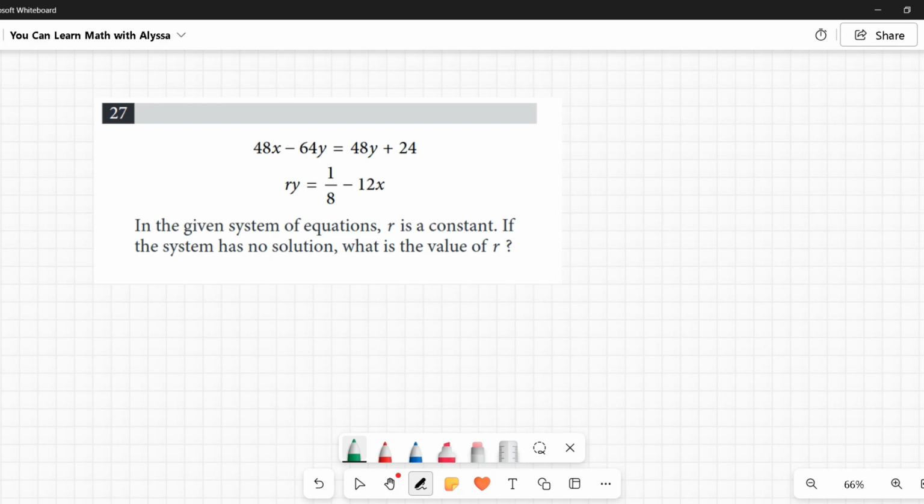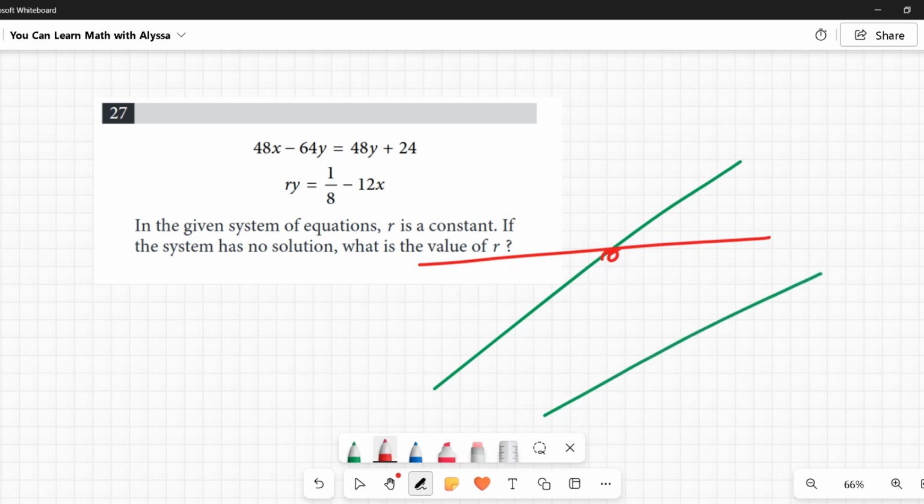Now, if I have two lines in my system of equations, there's three options for what can happen. They may intersect, in which case they have one solution. They may overlap, be right on top of each other, in which case there are infinite solutions. Or they may be parallel to each other, and in that case, there are no solutions.